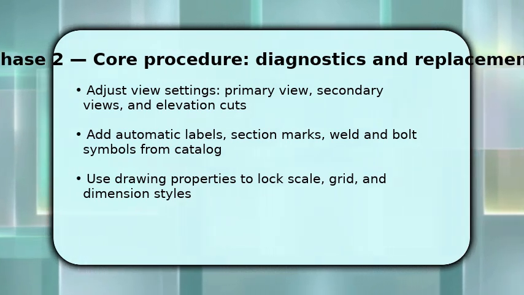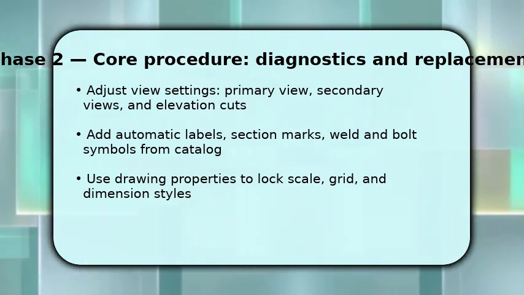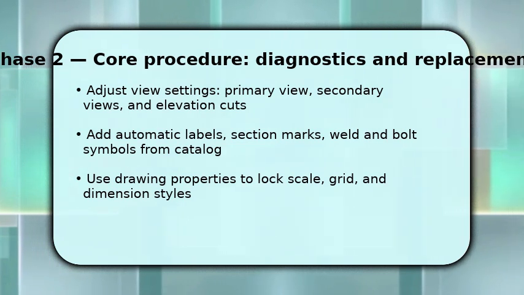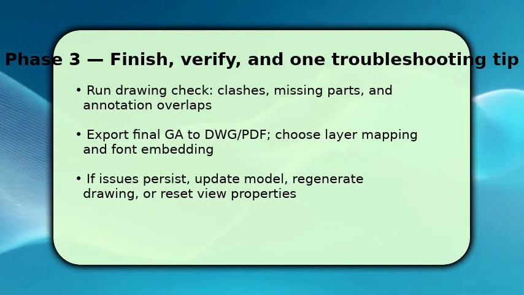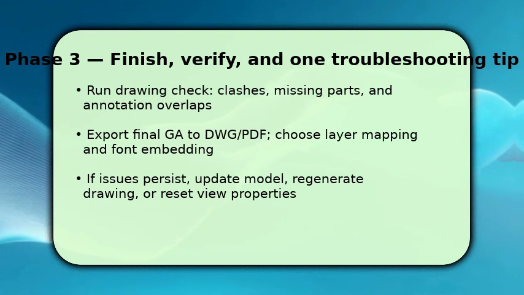Make sure to lock scale and grid in drawing properties to preserve proportions when you later export. Also, edit dimension styles to match project standards so that measurements are readable and consistent. Finish by running a drawing check. Inspect for missing parts, annotation overlaps, and any clash indicators. Correcting the model first prevents repeated fixes.